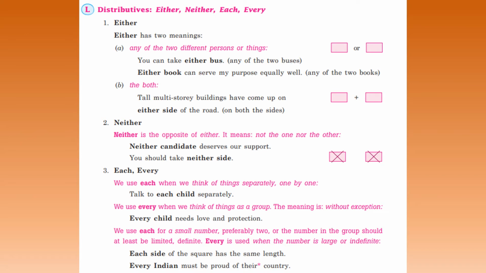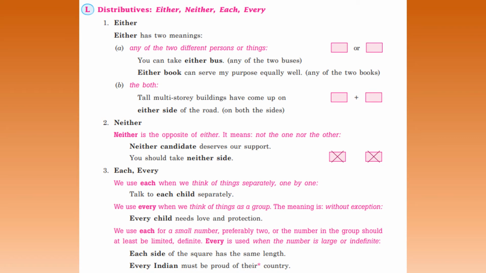Each and every. We use each when we think of things separately, one by one, like talk to each child separately, means one by one. Then we use every when we think of things as a group. The meaning is without exception, means we don't have to leave anyone. Every child needs love and protection. This is the example. Then we use each for a small number, preferably two, or the number in the group should at least be limited.